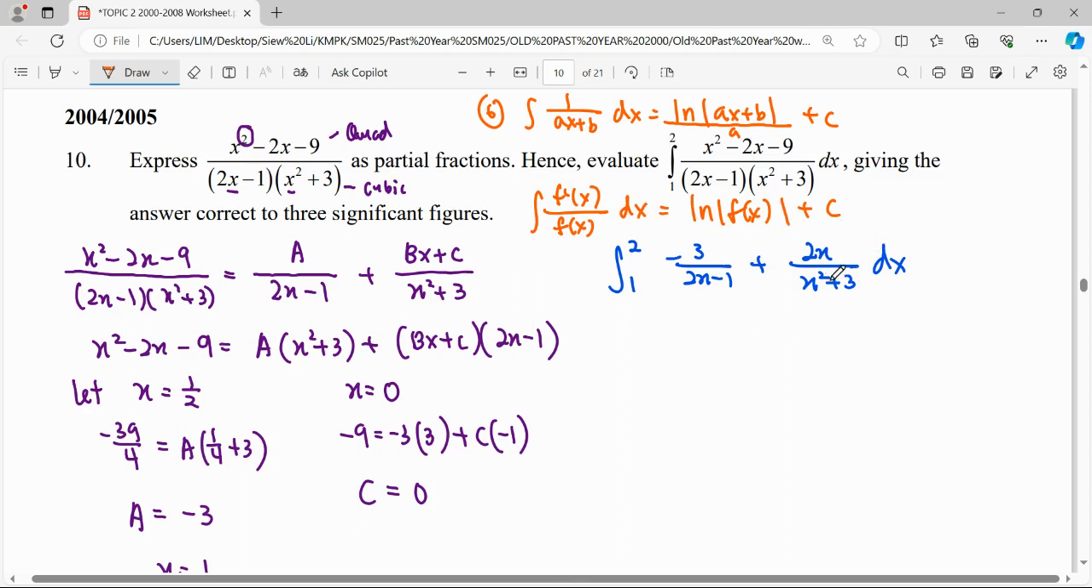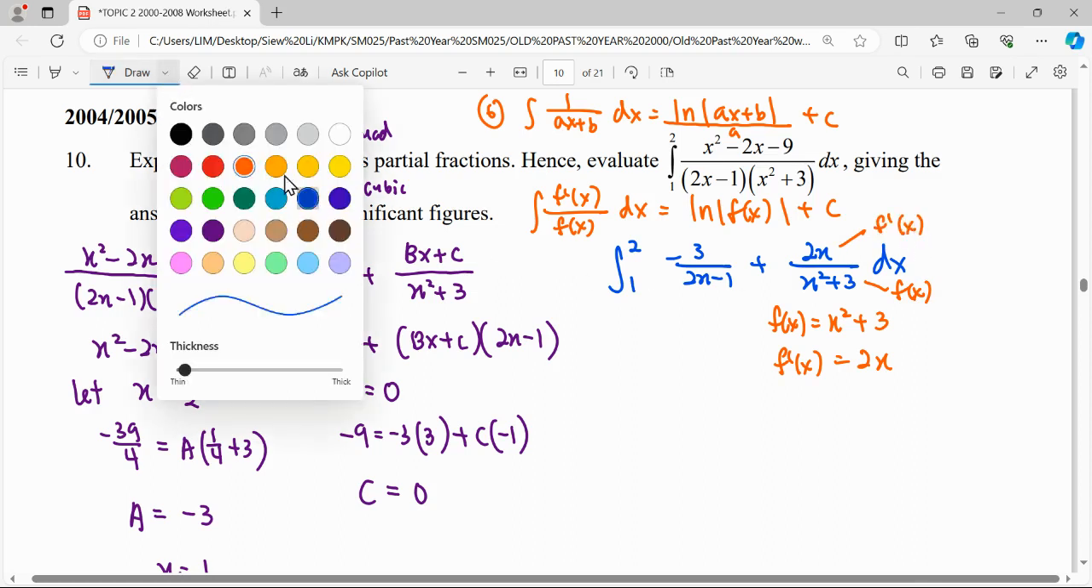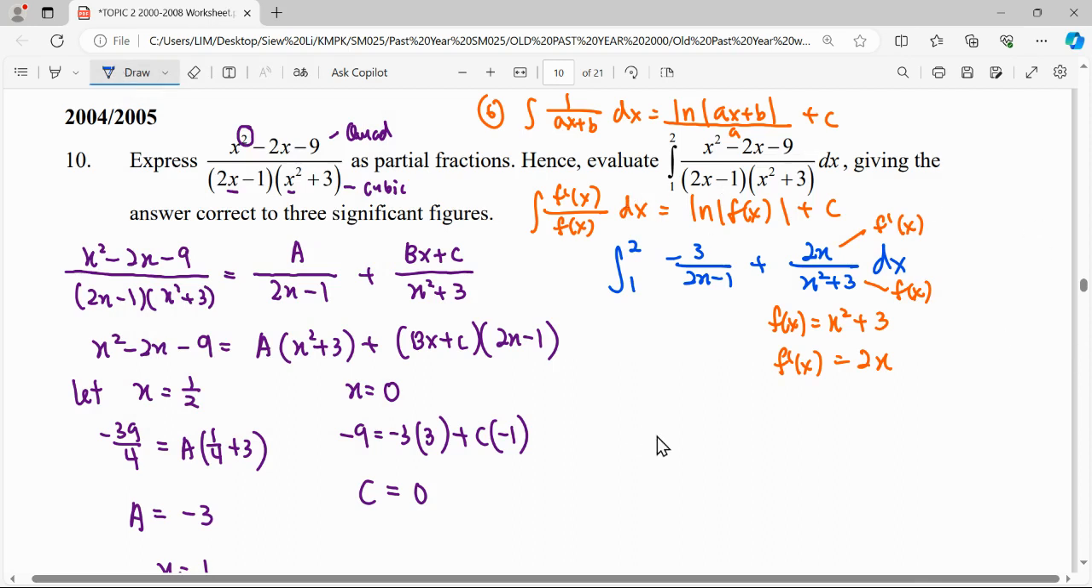So for the second term here, our denominator is not linear, so we try to see whether it has the special form pattern. The function at the denominator is a quadratic. When we differentiate this quadratic, we get 2x. So we have this pattern where the denominator is our f x and the numerator is its derivative. Therefore, we can integrate this directly using the formula. So negative 3 taken out, here will be ln of 2x minus 1 over the coefficient of x, which is 2. Meanwhile, this one is ln f x, x squared plus 3. Then upper limit 2, lower limit 1.